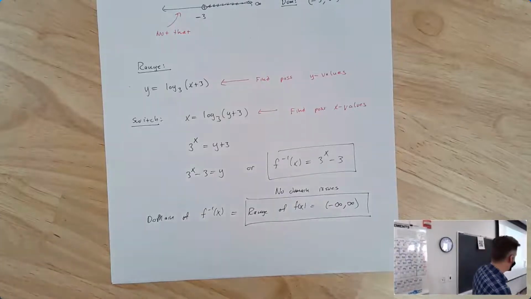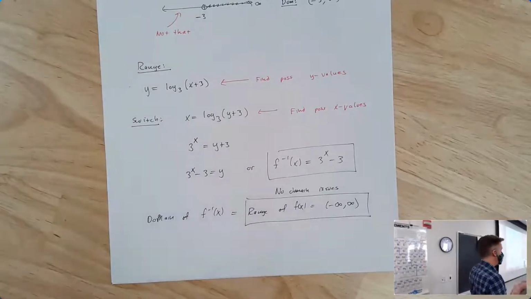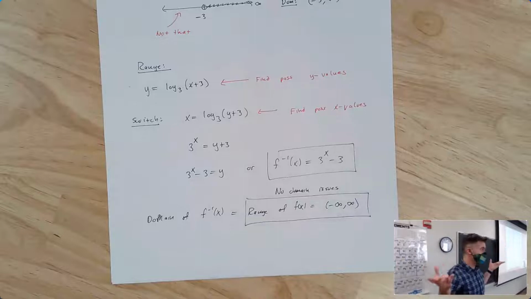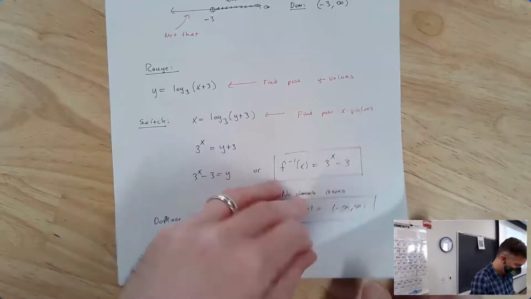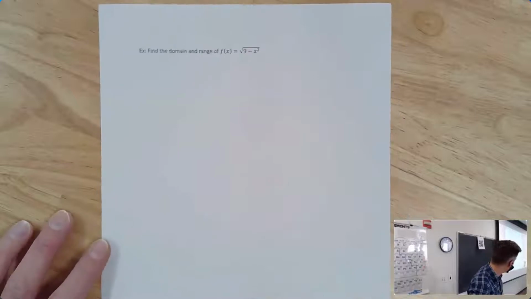Okay, anyway. All right, we'll do a couple more examples. This is kind of it though for today. Really the idea here is that you can find the range of a function by finding the domain of the inverse. That's the big takeaway from today's lesson. Although sometimes it's kind of terrible.